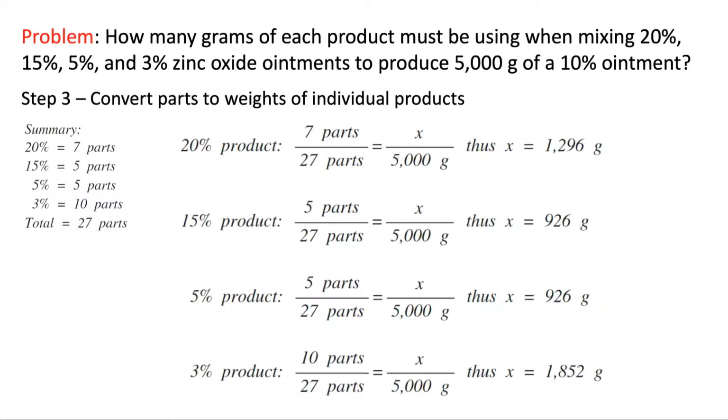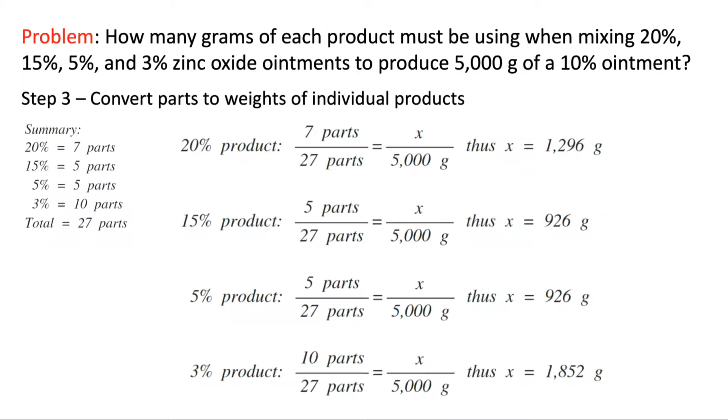My last ingredient was the 3% product. So again, I look at the summary, but here I needed 10 parts of the 3%. So I'm going to put 10 parts on top over the same total number of parts, which was 27, equal to X over 5,000. And once again, if I solve for X numerically, I'd get 1,852 grams, and that represents the weight of the 3% product. So I've essentially completed these calculations.